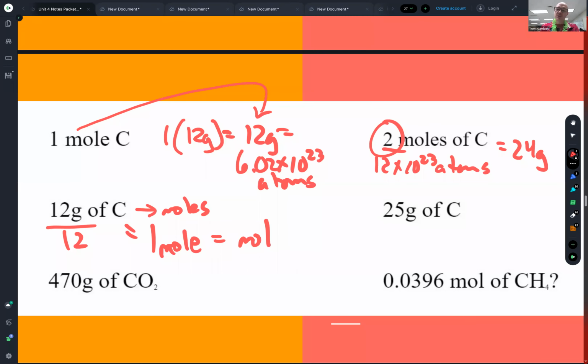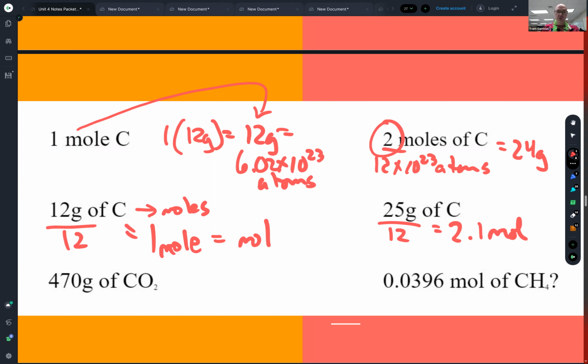So if I have 25, wait, that's not the same. It's close to 2, but it's not exactly the same. So if I had 25 grams, I need to convert it by the weight of 1 mole. So I've got 25 divided by 12. So I can't do this one in my head. That'd be 2.1 moles. MOL is the abbreviation for the unit.